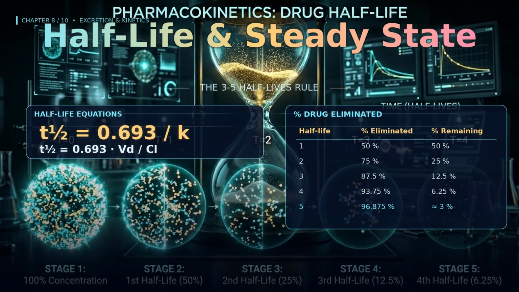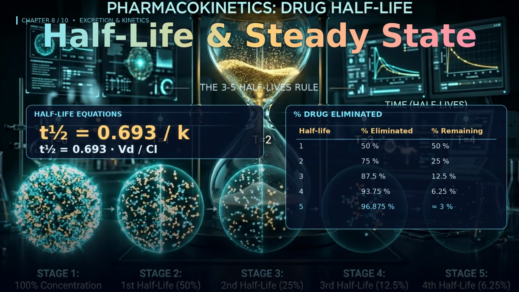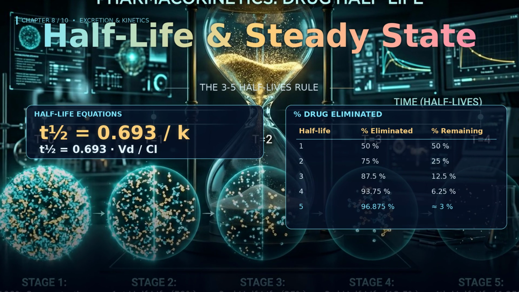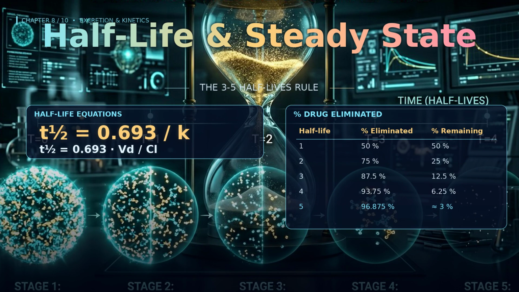Half-life, written T-half, is the time taken for plasma drug concentration to fall to half its value. It equals 0.693 divided by K, or 0.693 times volume of distribution divided by clearance. Half-life is independent of dose and route. After one half-life, 50% of the drug is gone. After 2, 75%. After 3, 87.5%. After 4, nearly 94%. And after 5 half-lives, about 97% is eliminated. The same rule applies to reaching steady state during continuous infusion. It takes 3 to 5 half-lives.